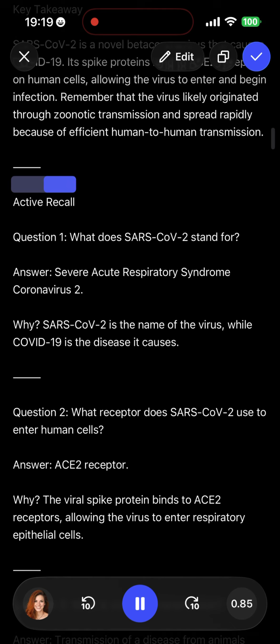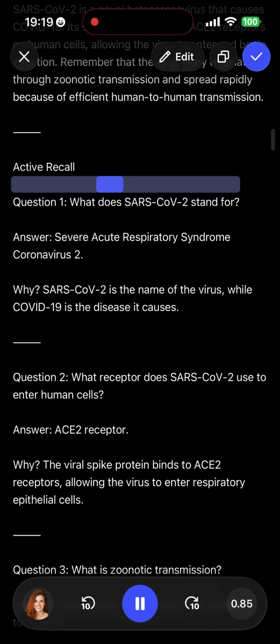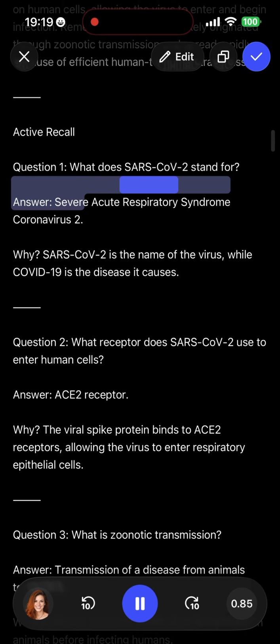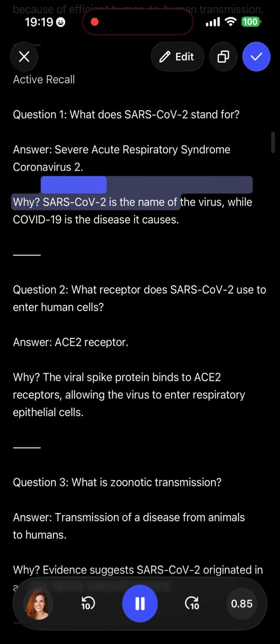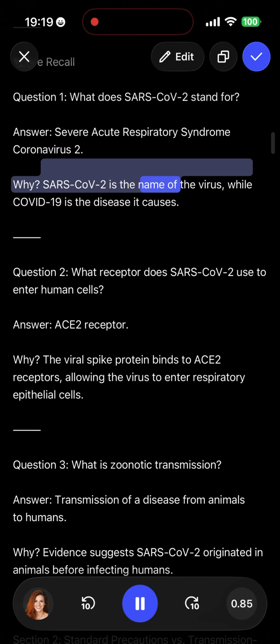Active recall. Question 1. What does SARS-CoV-2 stand for? Answer: Severe Acute Respiratory Syndrome Coronavirus 2. Why? SARS-CoV-2 is the name of the virus, while COVID-19 is the disease it causes.